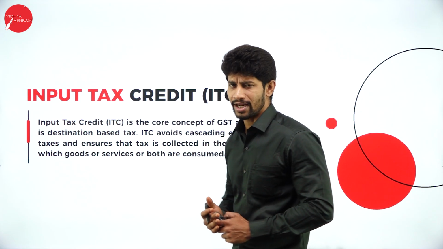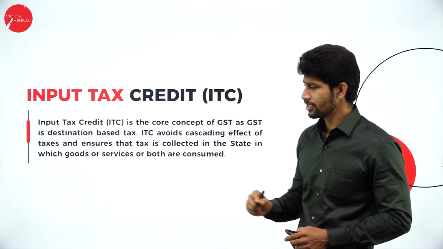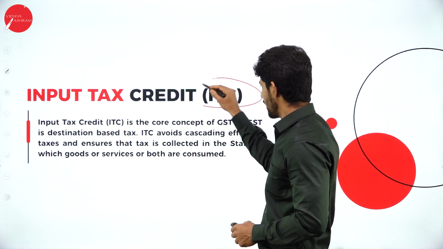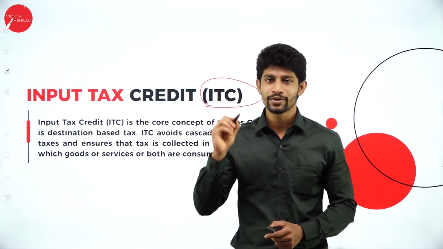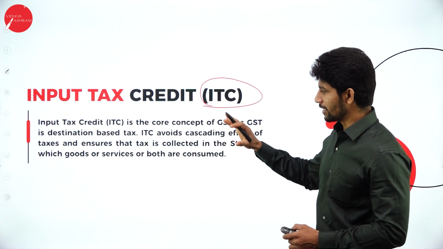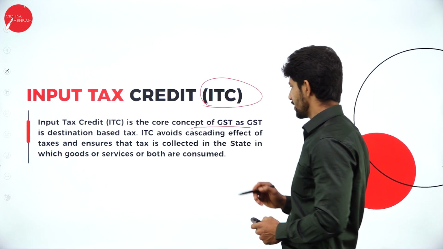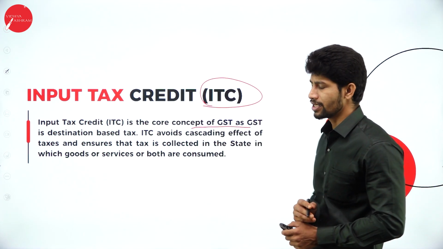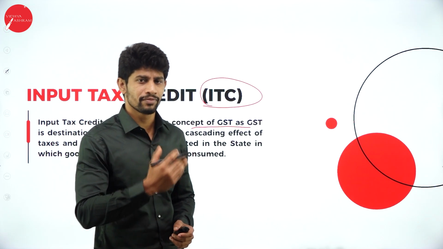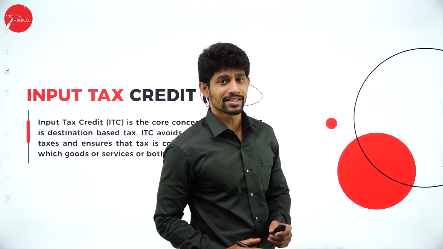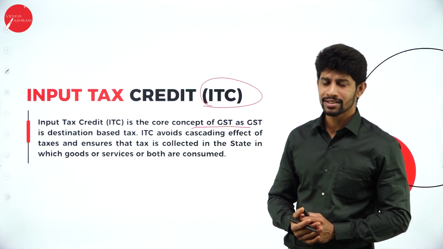First we have to understand what is the general meaning of input tax credit. In short we will call it as ITC. Okay, it is not Indian Tobacco Company, it is input tax credit. So in general input tax credit is the core concept of GST, as GST is destination based tax. Yes, from session 1 relating to GST, we are discussing that GST is a destination based tax. So what is this destination based tax?